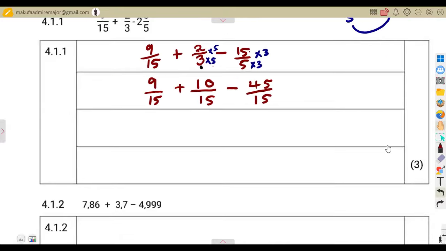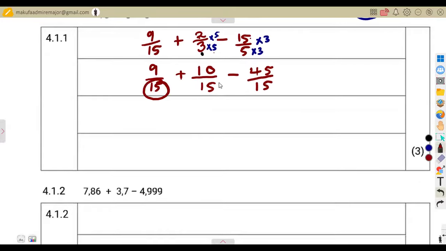So why are we doing this? It is because if the denominators are the same, like what we are seeing here, you can combine, you can add or subtract your numerators under the same denominator. So we can start by adding, because they are the same. 9 plus 10. What is 9 plus 10? That's 19 over 15, because the denominator is the same. All right. Minus 45 over 15. We subtract 19 minus 45. Okay, so that is going to be minus 26.